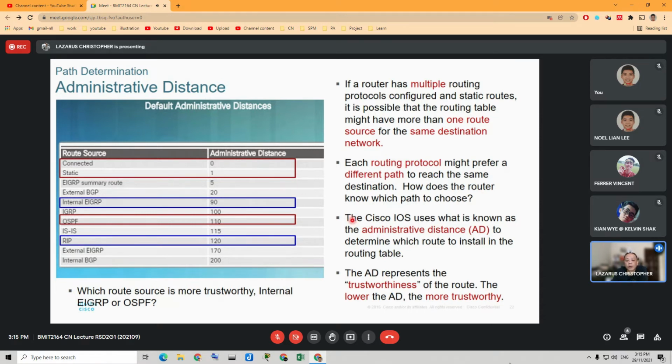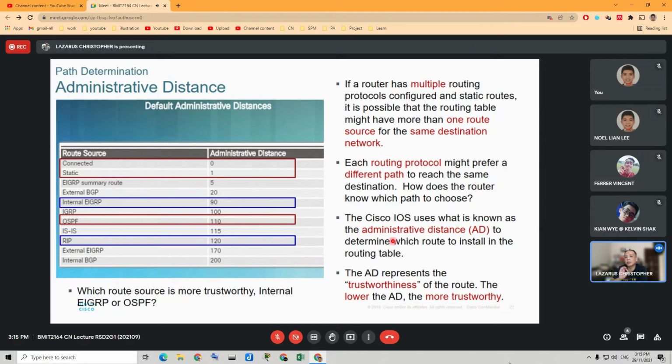For Cisco, there is something called administrative distance, or AD. This allows the router to decide which route should be placed inside the routing table. So AD stands for trustworthiness. Although it is an acronym for administrative distance, administrative here means it's up to the administrator.